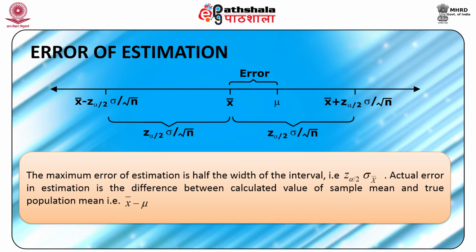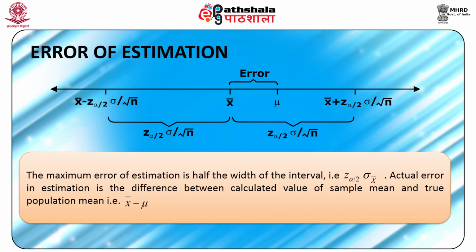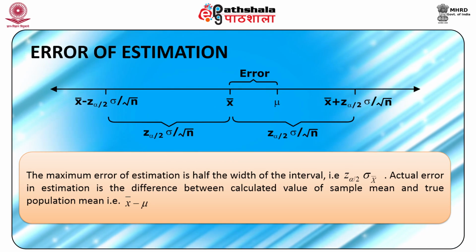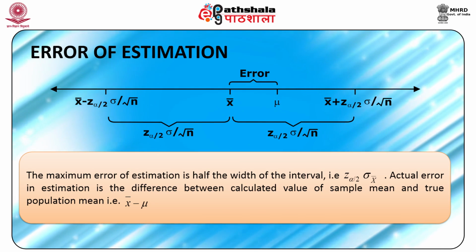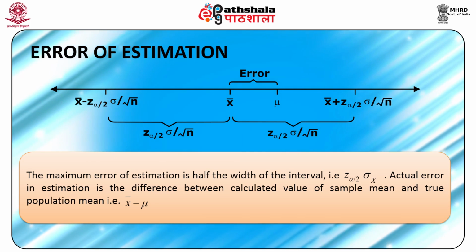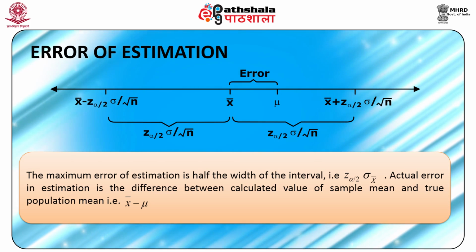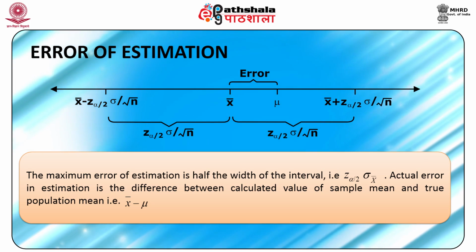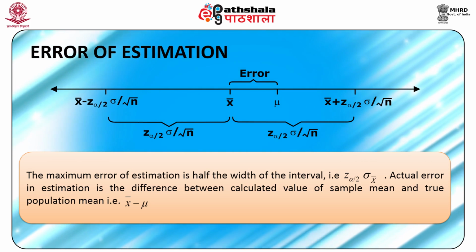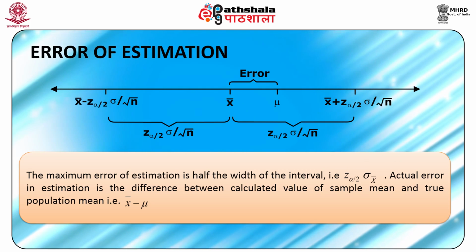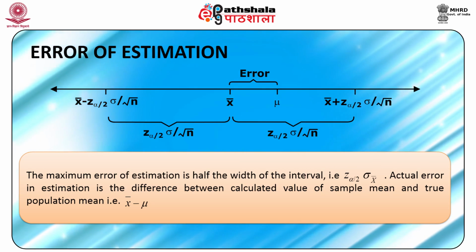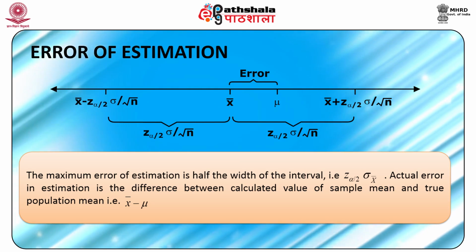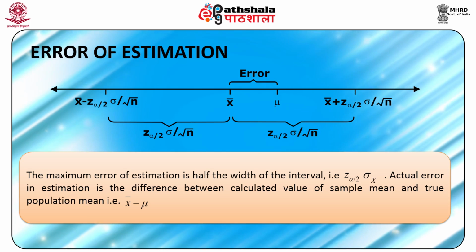Now this can be illustrated with the help of our figure 4. You can see in this figure that we have the value of x bar, we have the value of mu. Now the gap between them is defined as error. And we have the upper limit and we have the lower limit. And these upper and lower limits are based on z alpha by 2 into sigma upon root n on both the sides. So the error of estimation, x bar minus mu, is demonstrated here with a maximum possible error of z alpha by 2 into sigma x bar.